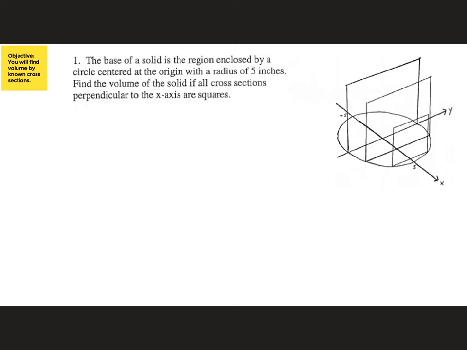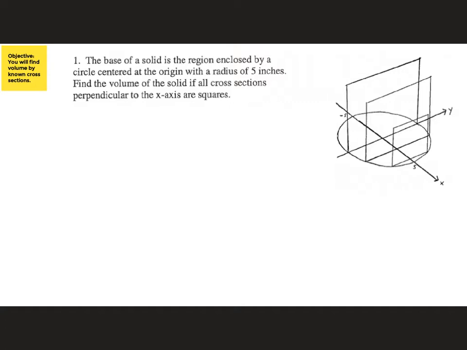The base of a solid is the region enclosed by a circle centered at the origin with a radius of 5 inches. Find the volume of the solid if all cross sections perpendicular to the x-axis are squares. Okay, so we have a circle on a surface, and then out of that circle, squares are popping up.